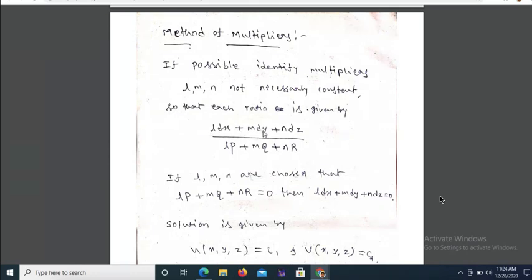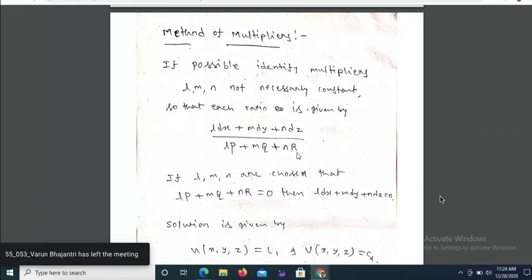See, L, M, N are the multipliers. These are not necessarily constants, sometimes variables also, like x, y, z you can take, or 1, minus 1, 0, or 1, 2, 3, like that, any constants are also possible. If you choose those multipliers, you can write it in this form: (l dx + m dy + n dz) / (lP + mQ + nR). P, Q, R are already mentioned in the problem. You know that. Okay.